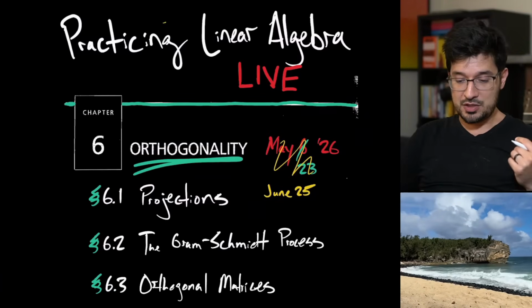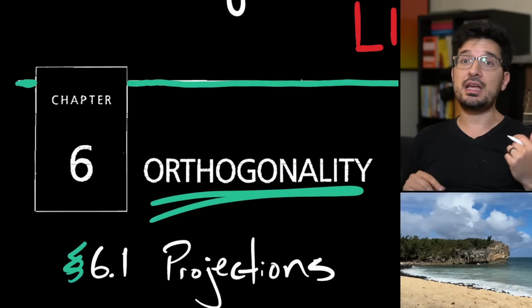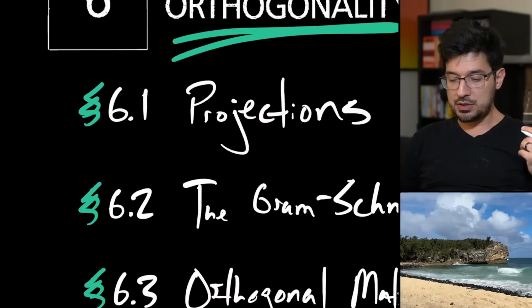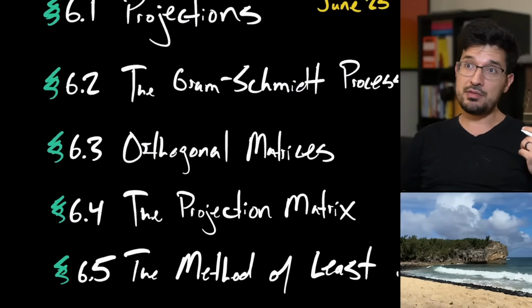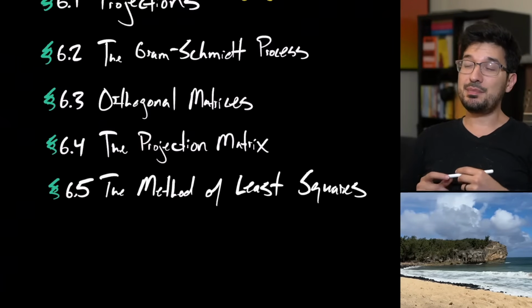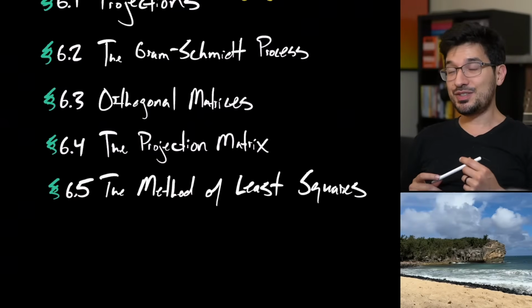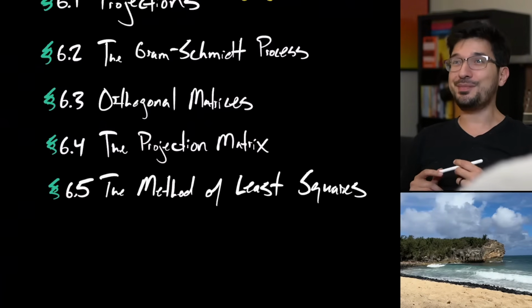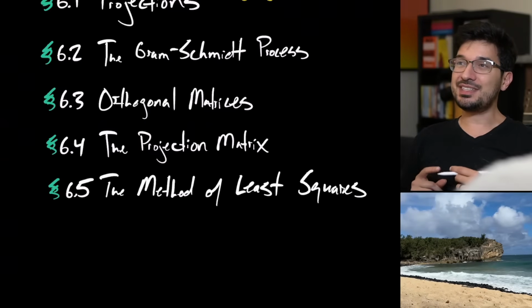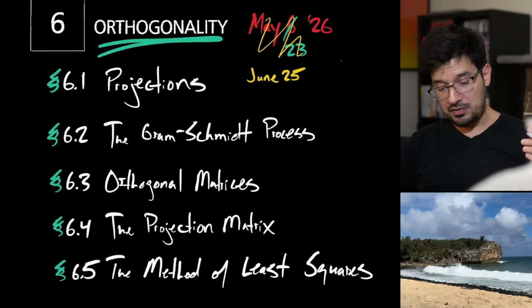So today is chapter 6 on orthogonality from this wonderful book by Fraleigh and Beauregard. And we're going to be talking about projections, the Gram-Schmidt process, orthogonal matrices, the projection matrix, and possibly the method of least squares. I do think that we should try to finally work a problem from section 6.5. For some reason, I haven't been able to get to that section as much. Probably because it's a long chapter. There's a lot of sections here.